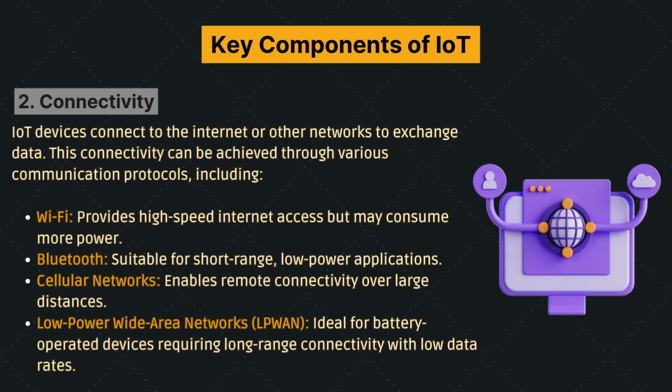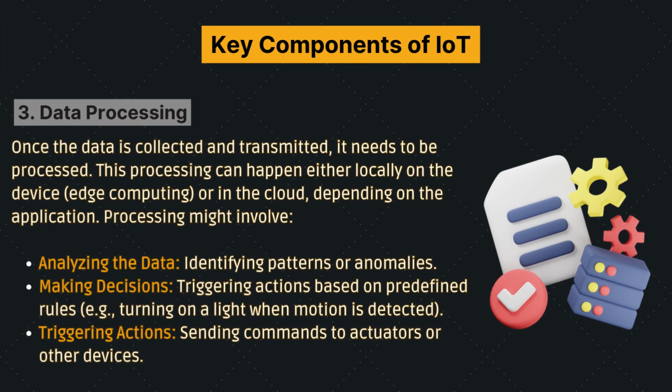Next is connectivity. IoT devices need to connect to the internet or other networks to share data. They can use different methods like Wi-Fi for high speed access, Bluetooth for short distances, or cellular networks for long range connections. Then we have data processing. After collecting data, it needs to be analyzed. This can happen on the device itself or in the cloud. For example, a smart light can turn on when it senses motion thanks to the data processing that happens quickly.